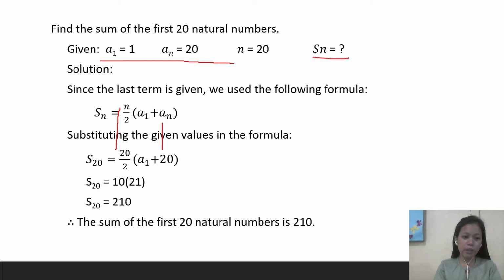So we have here S sub 20. 20 divided by 2 is equal to 10, times 1 plus 20, which is 21, since our a sub 1 is 1. So we get the value 21. 10 times 21 is 210. So the sum of the first 20 natural numbers is 210.